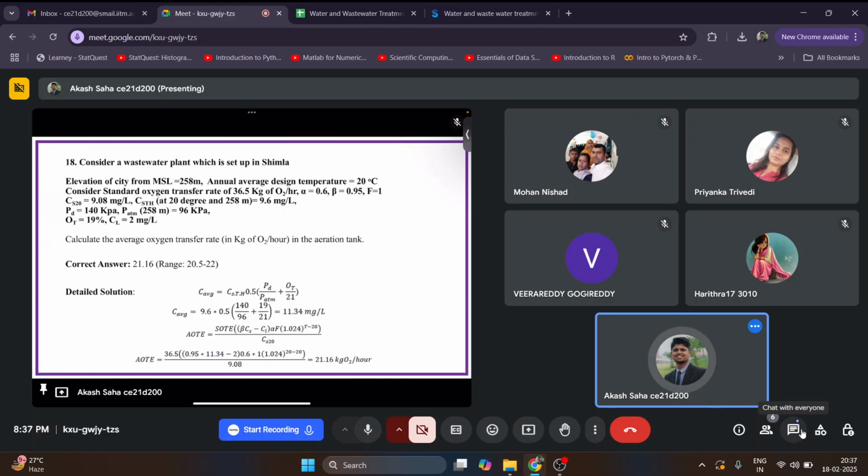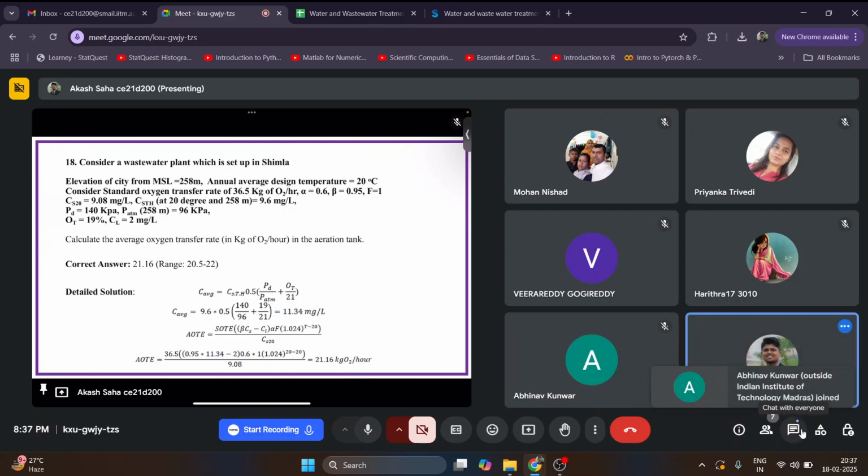First we have to find out the concentration of oxygen at a particular pressure, depth, and oxygen concentration. Based on that, first we will calculate the C average. It is a direct formula: the concentration of oxygen at a particular depth, the full depth pressure, and the atmospheric pressure. If you input all the values, you will get the C average, that is the average concentration of O2 in the system. Now we have to find out the transfer rate.